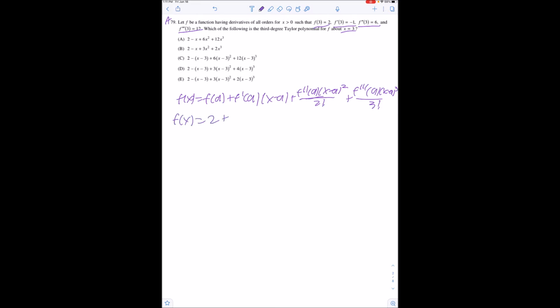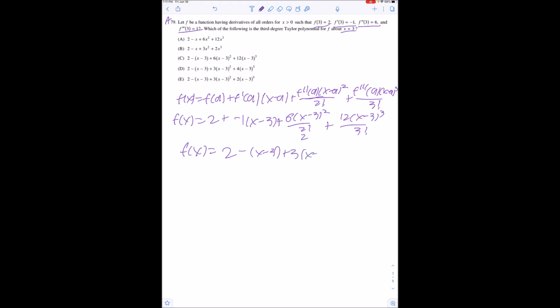And so f of a, or f of 3, is 2. Then f prime of 3 is -1, x minus 3, plus f double prime of 3 is 6, x minus 3 squared over 2 factorial, and f triple prime is 12, x minus 3 cubed over 3 factorial. f of x equals 2. I'm just going to clean it up a little. We can make this instead. Then 2 factorial is 2.